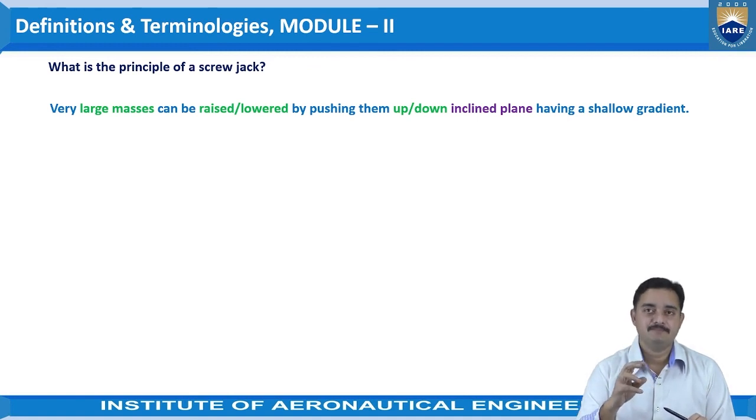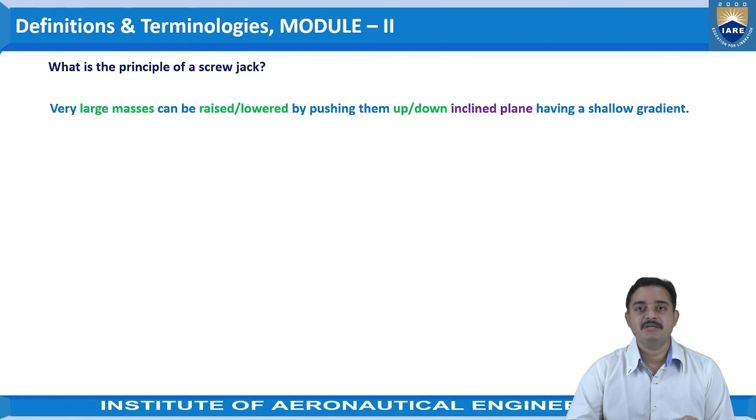If we need to lift a load, then we will rotate the screw in one direction, and this can be treated as the total load W sliding upon the inclined plane, where the object will be moving up the plane. Then if we need to lower the load, we can treat the screw's inclination as the inclined plane, where the weight will be sliding down the inclined plane. So very large masses can be raised or lowered by pushing them up or down an inclined plane having a shallow gradient.